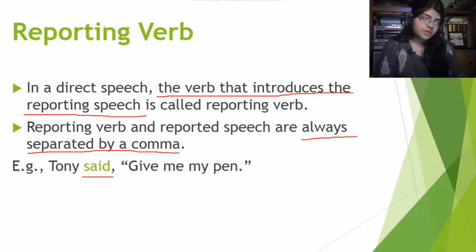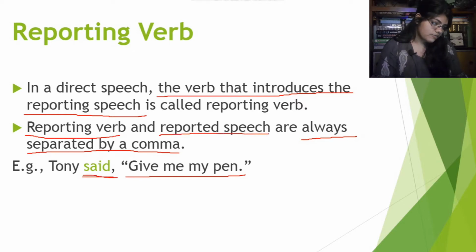What's the reported speech in the sentence? The reported speech is, "Give me my pen," right? So, according to the second point, reporting verb, which is said, and reported speech, which is "Give me my pen," those two are always separated by a comma, that is this one. So, we get the whole idea of a reporting verb.